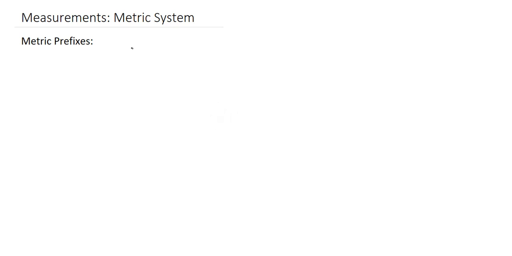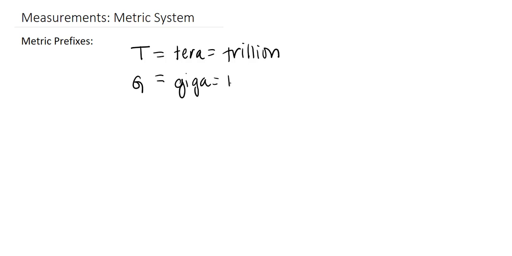So if we have, say, tera, it means a trillion. So it's a really large number, meaning for any unit that you have before it. Next would be giga. This is our big G, or giga, which is our billion.